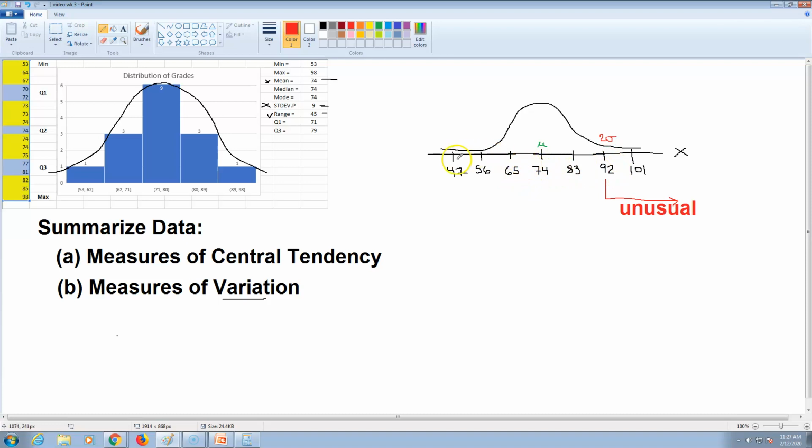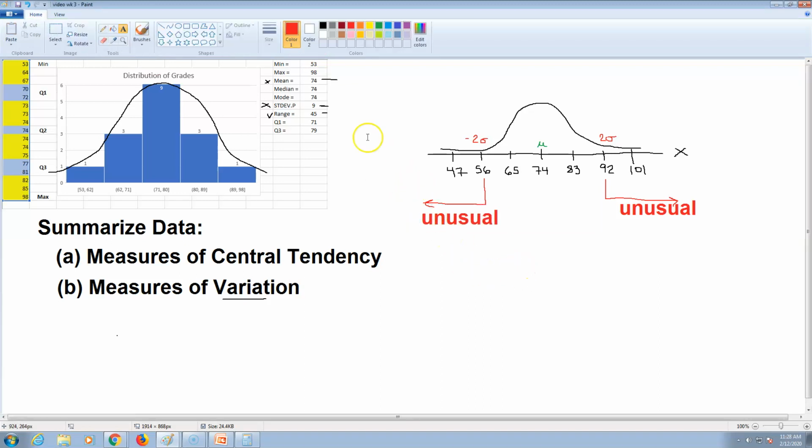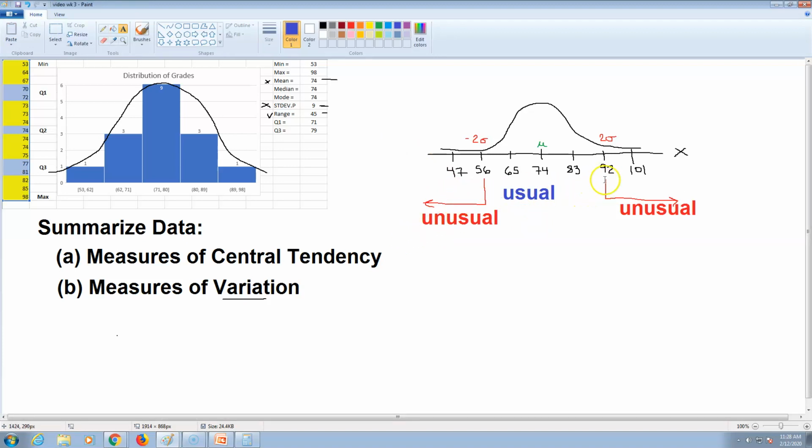I'm going to do the same thing to the left. Start in the middle, count by 2 9s to the left. So I ended on 56. So 56 is 2 standard deviations to the left. That's what -2 sigma means. And any data that is 56 or less will also be considered unusual. Now what happened with the middle? What do we consider all of these numbers in the middle between the 56 and 92? We consider those usual.